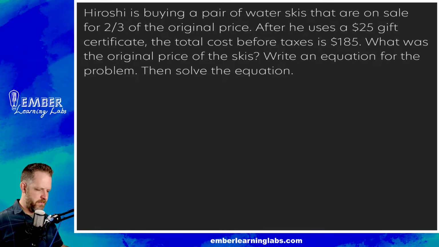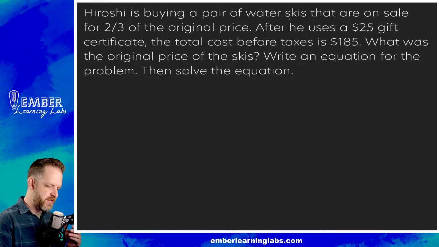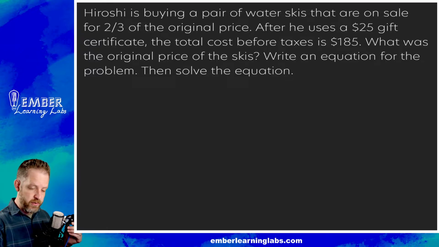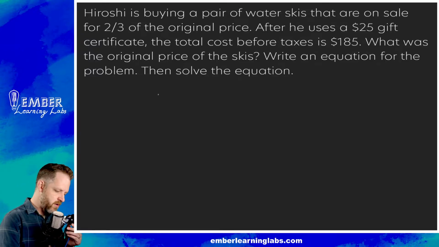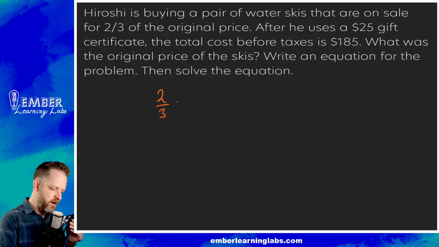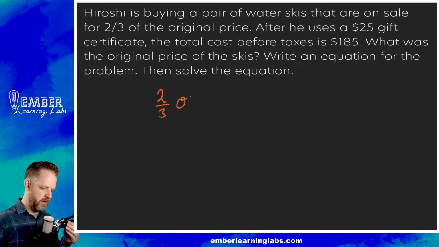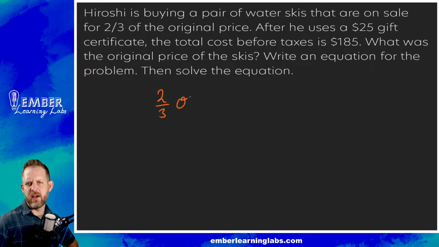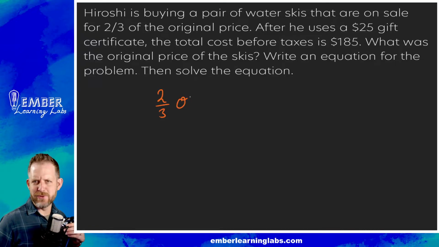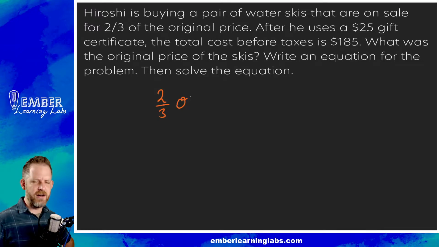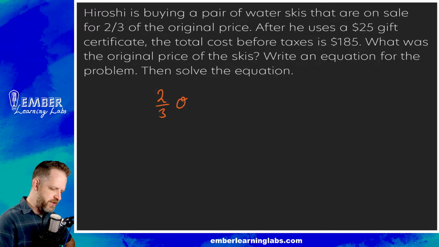All right. So Hiroshi buys a pair of water skis that are on sale for 2/3 of the original price. So 2/3 of the original price. Original price O. I don't know if I'll really want to use O, but I'll make sure to put a curly Q so it's clearly an O and not a 0. That's what we're going to roll with anyway. Might want to use an X on this one if your O's are looking awfully 0-like. 2/3 of the original price.